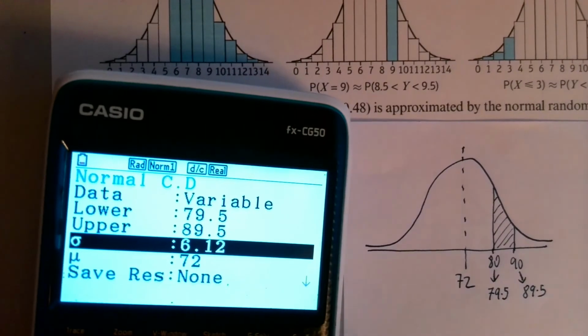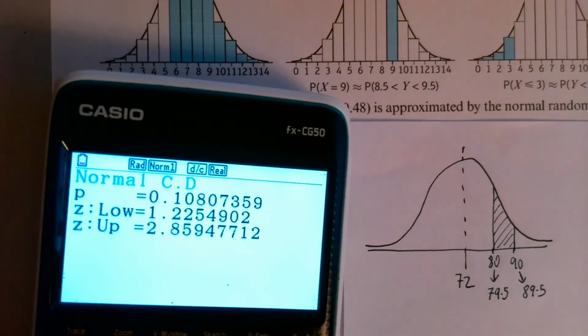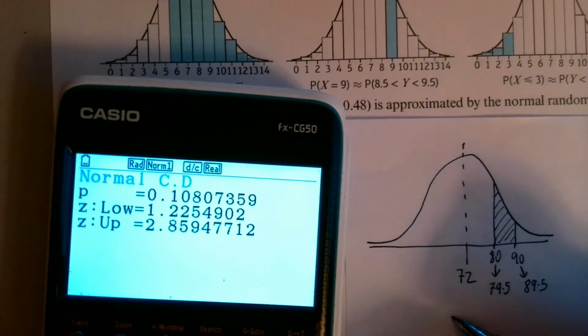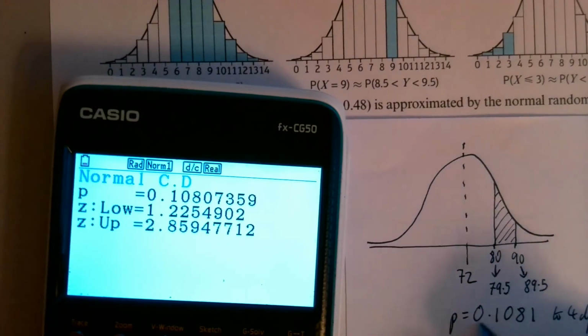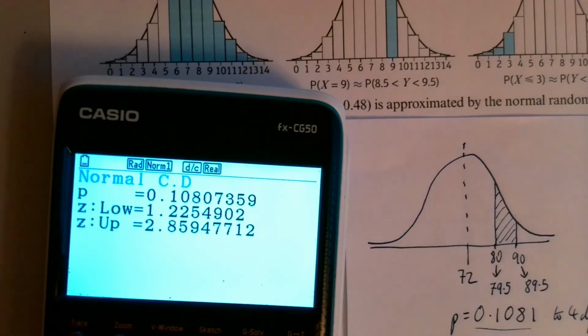So I put 79.5 as my lower, 89.5 as my upper, keep everything else the same, and that gives us a probability equal to 0.1081 to 4 dp, which is what they like to see. Okay.